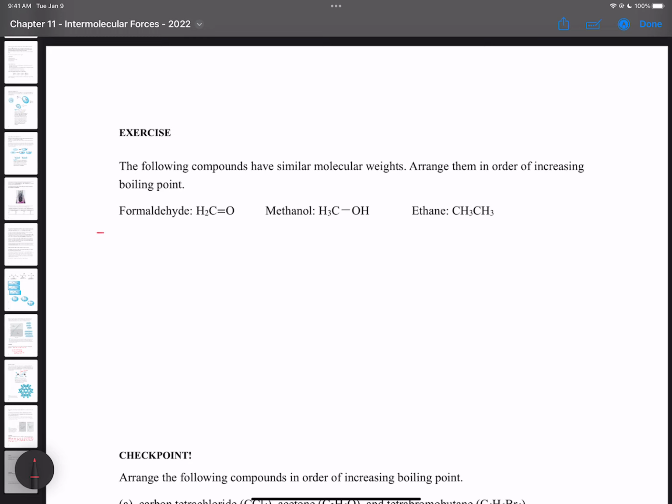Formaldehyde. Formaldehyde is polar because it has a partial positive on the carbon and a partial negative on the oxygen. So it will have dispersion forces, because everything has dispersion forces. It also has dipole-dipole and also dipole slash induced dipole forces.